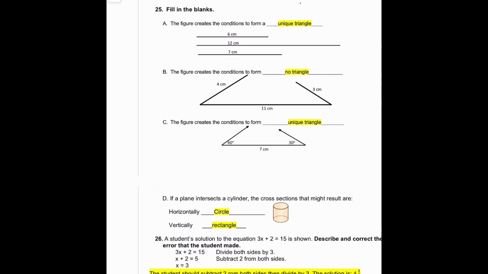The rule is very simple. We know the rule: if you add any two sides, it should be greater than the third side. So 6 plus 12, is it greater than 7? 6 plus 7, is it greater than 12? And 7 plus 12, is it greater than 6? Try all these three conditions. Yes, this is true. Yes, this is true. Yes, this is also true, right? So yes, it forms a unique triangle.